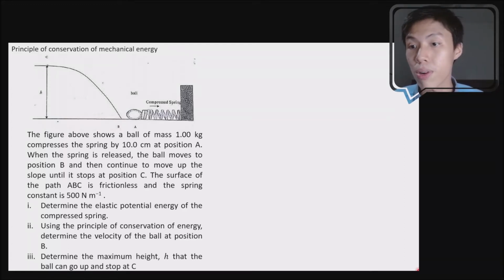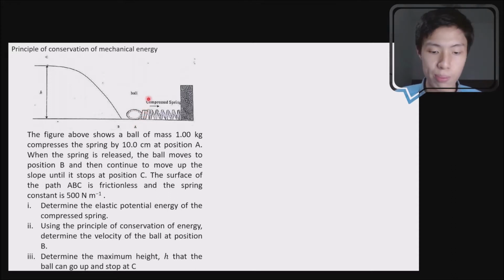Let's try to solve this problem here. So we are given a figure, and the figure above shows a ball of mass 1 kg. So this ball here has a mass of 1 kg, and it compresses the spring by 10 cm at position A. So this ball here is at position A, and the spring right now has been compressed by 10 cm.